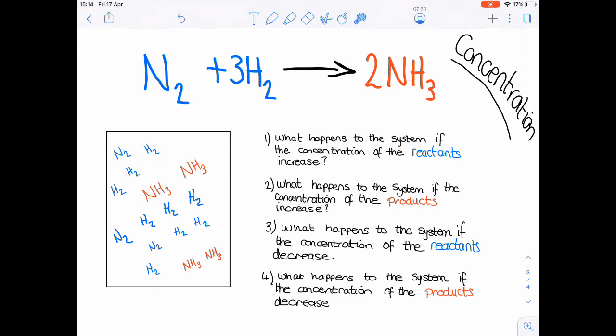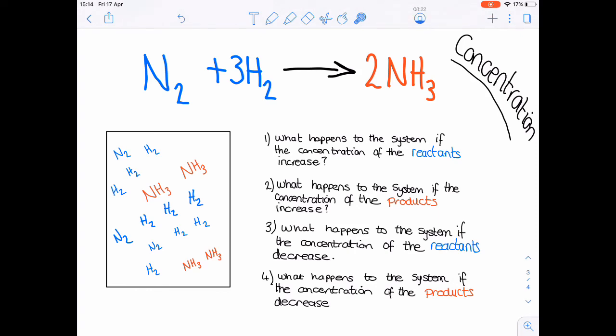So temporarily, the forward reaction would increase until equilibrium is reached again and they're balanced, because eventually these will start to increase and then it'll get back to that equilibrium where the rate of the forward reaction equals the rate of the backwards reaction. So we just look at number 2 and then I'm going to ask you to pause the video and do 3 and 4 yourself and then we'll go through them.